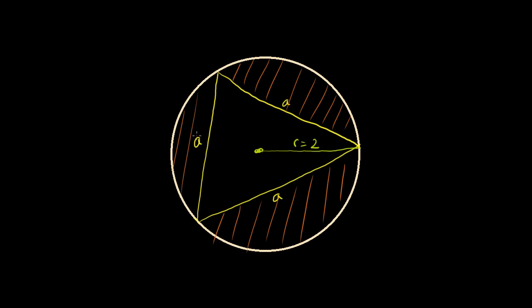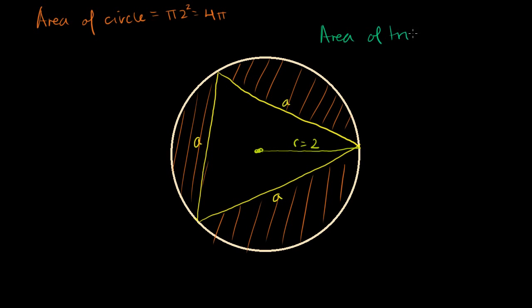and this space combined. So the obvious way to do this is to say, well, I can figure out the area of the circle pretty easily. Area of the circle is going to be equal to pi r squared, or pi times 2 squared, which is equal to 4 pi. And I could subtract from 4 pi the area of the triangle. So we need to figure out the area of the triangle. What is the area of the triangle?